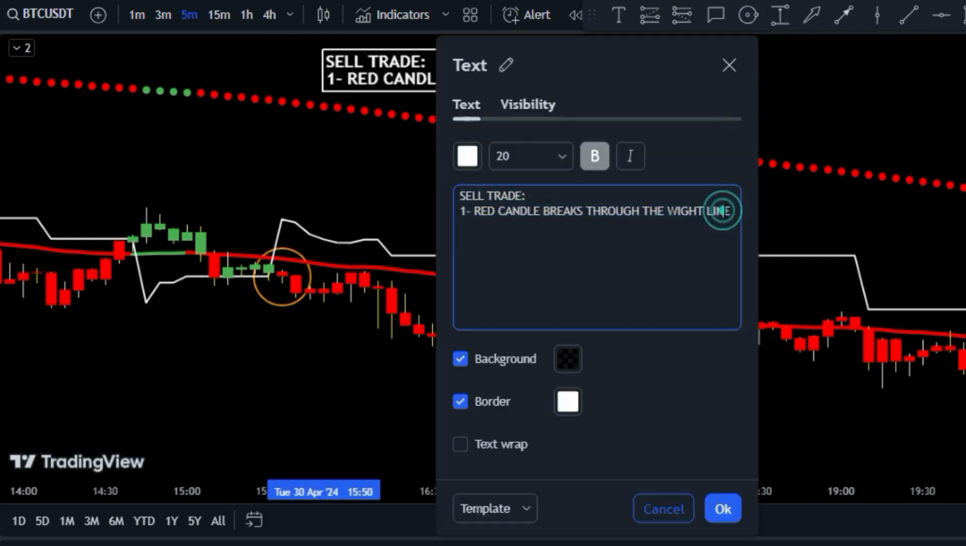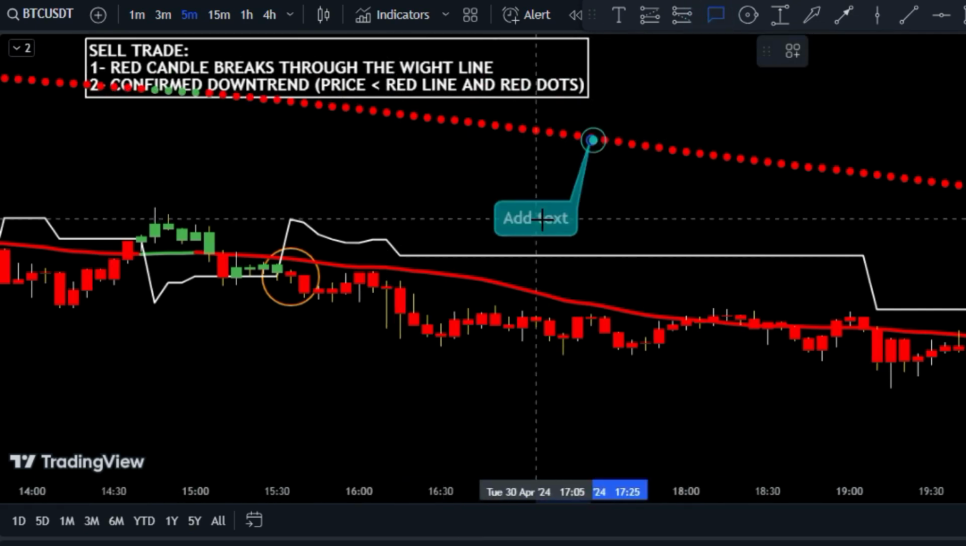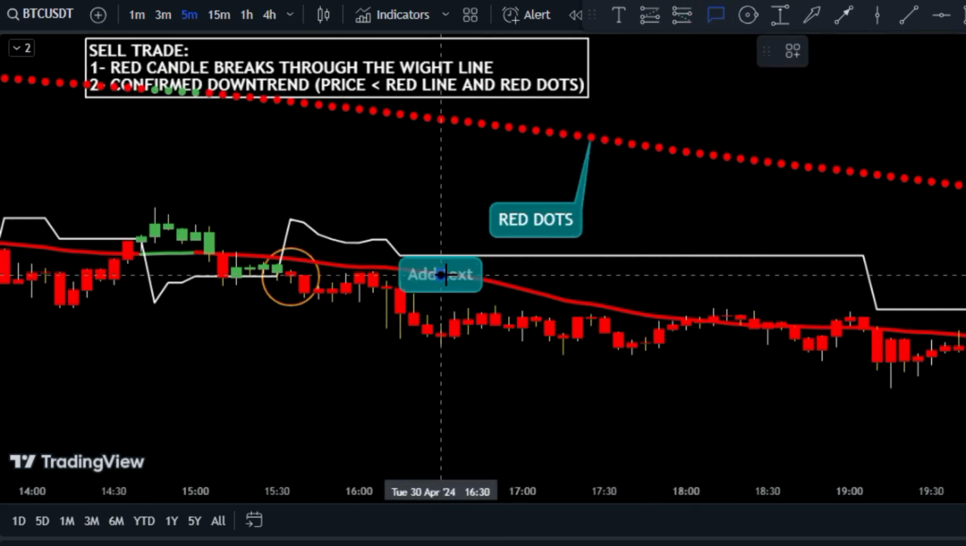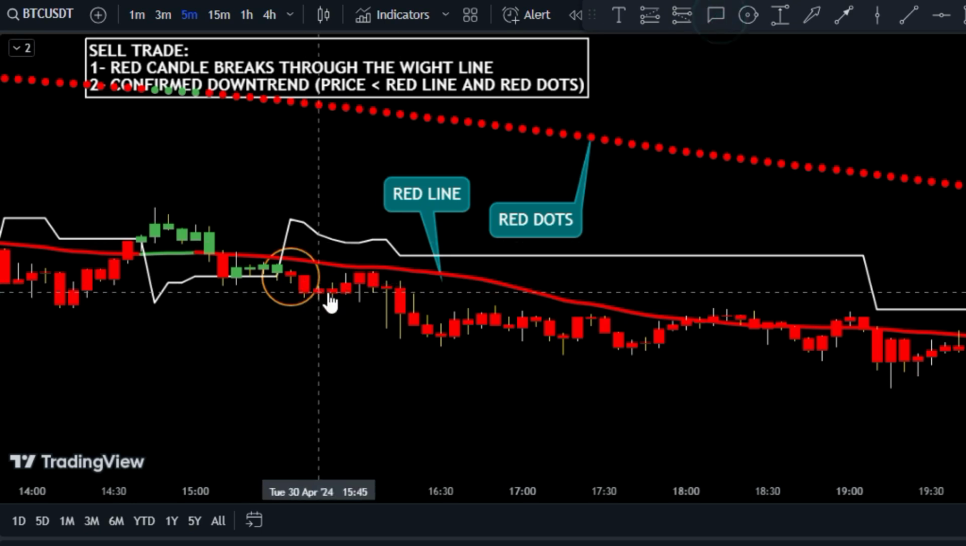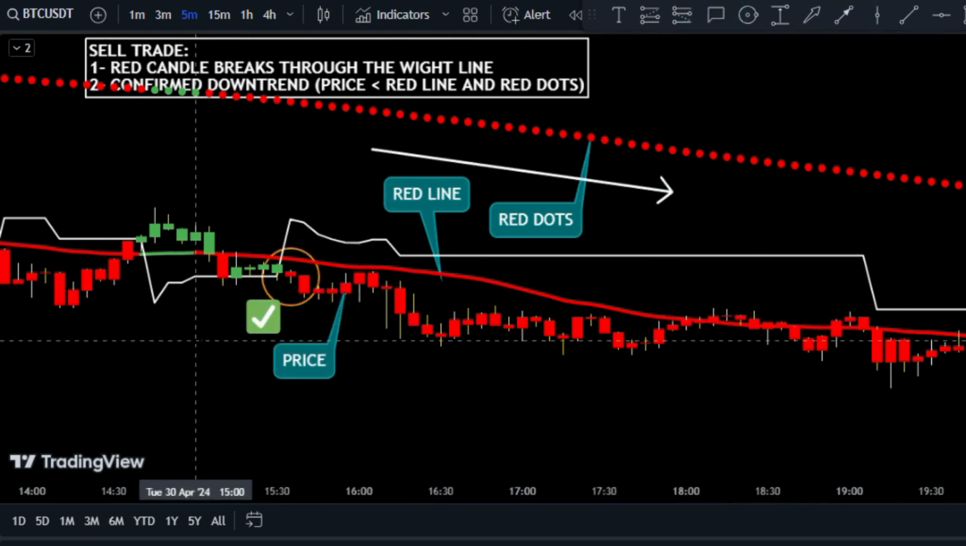After that, confirm the downtrend by checking that the MA line and dots are red and the price candle is below both of them. So if both conditions are met, open a sell trade.